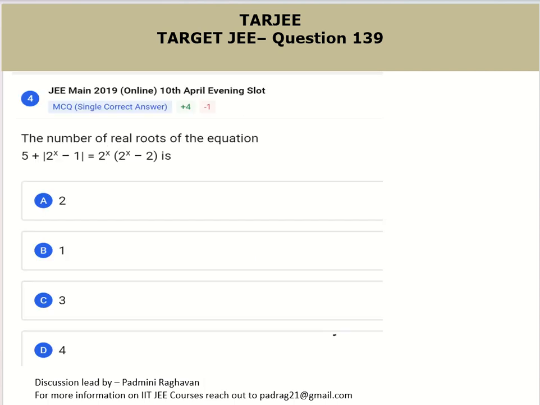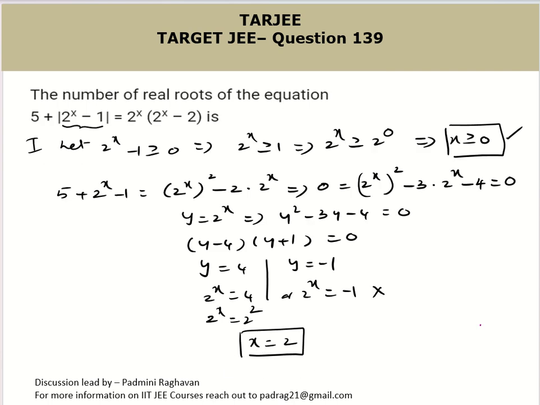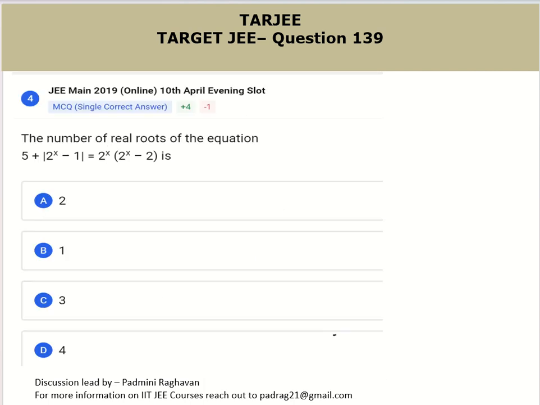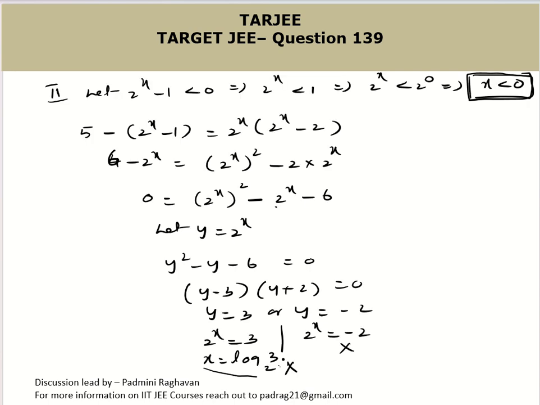Basically the question is, find the number of real roots of the equation. We have found one root, x = 2. There is no root in this case. So the number of roots of this equation, which involves a modulus and an exponential function, is equal to 1, which is option B. This is a simple question which involves some understanding of exponential functions and some understanding of how to remove the modulus of a given expression.